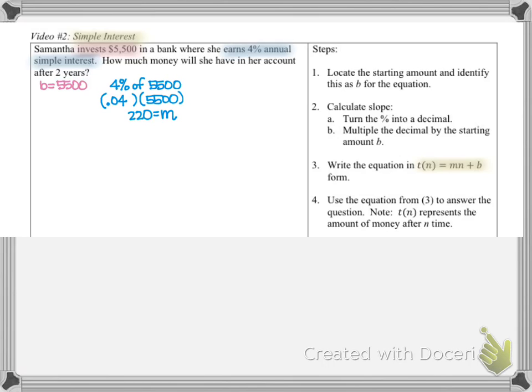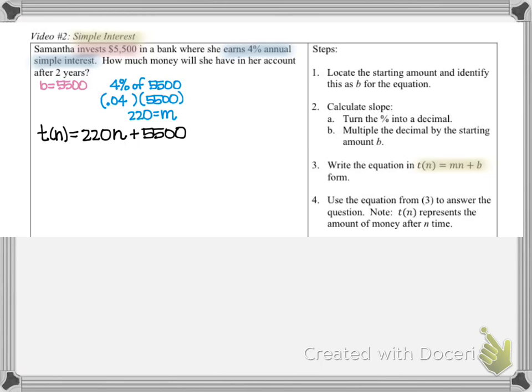So now we have the slope and the y-intercept. We should be able to write the equation for this. We'll make sure that we write it in T of n form. So we've got T of n is equal to m, that's how much her money is growing per year, plus however much money she started with in the first place.